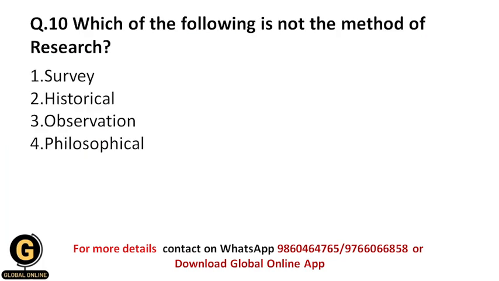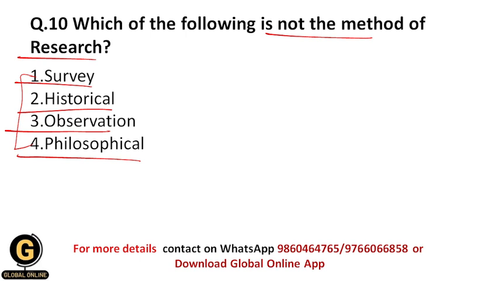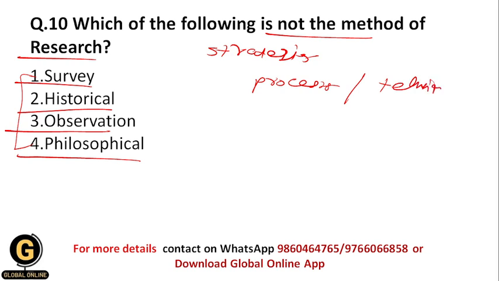Okay, next is, which of the following is not a method of research. Now from these options, which is not a method of research: survey, historical, observation, philosophical. Now students, we need to understand exactly what a method of research is. Research methods basically comprise strategies, processes or techniques that are utilized to collect data or evidence so as to reveal new information or create a better understanding of a topic.